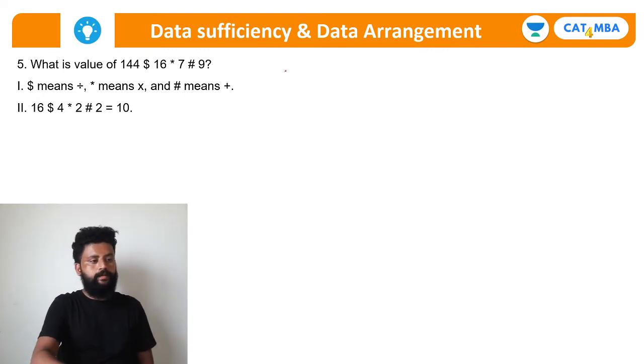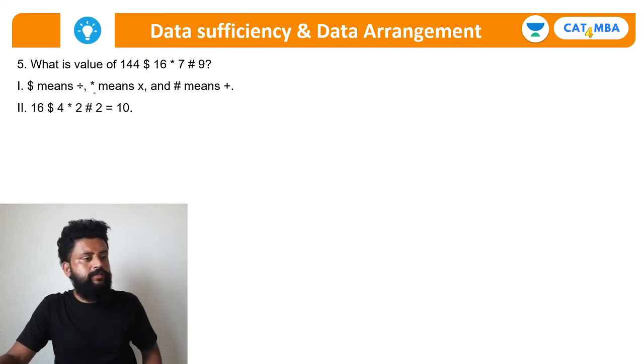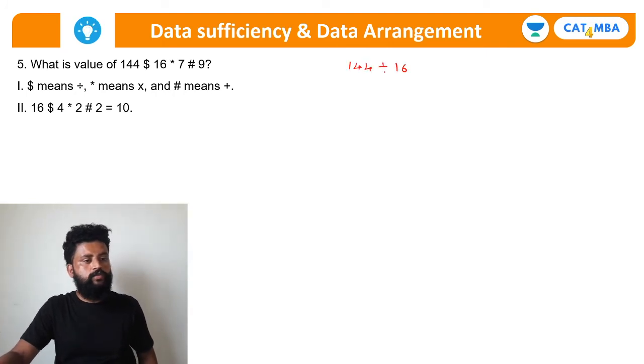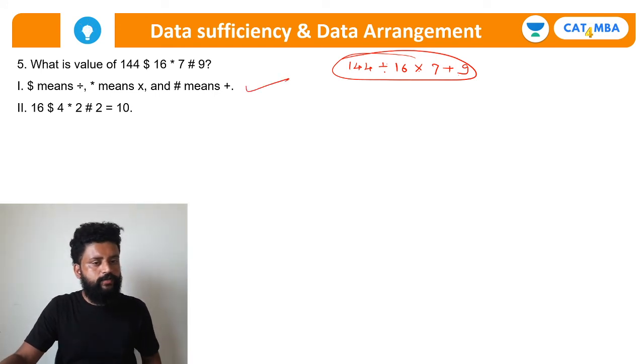Let's solve quickly. What's the value of this? If dollar means division, star means multiplication, and hash means plus. So guys, do we need to calculate? Of course, some answer will come. So 1 is sufficient.